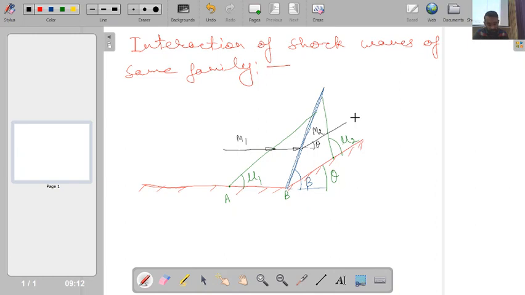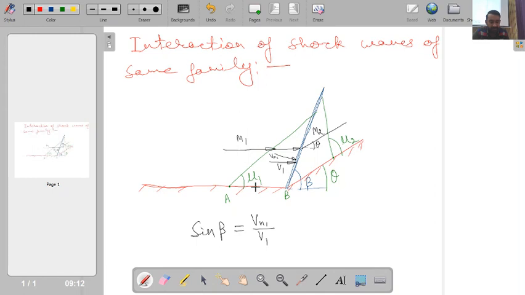I know from my earlier analysis that if I have velocity V1 coming in, it will have a normal component Vn1 normal to this oblique shock wave, and as per the trigonometric relations, sine of beta is Vn1 divided by V1. Similarly, for the Mach wave I can write it in terms of the Mach angle: sine of mu1 is equal to 1 by Mach number. In this region our Mach number is M1, and M1 is V1 by a1, so this will be a1 by V1. So this one is for the Mach wave, and this one is for the oblique shock wave.